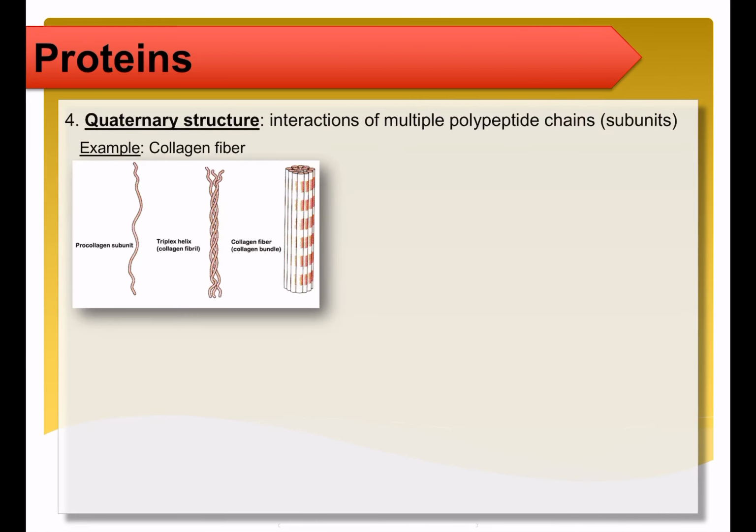And the last level of protein structure is called quaternary structure, which is when multiple polypeptide chains come together to form a final protein. So the keyword there is multiple polypeptide chains, or what we call subunits. Some proteins are not just made up of one single amino acid polypeptide chain, but multiple of them can come together to form a functional final protein.